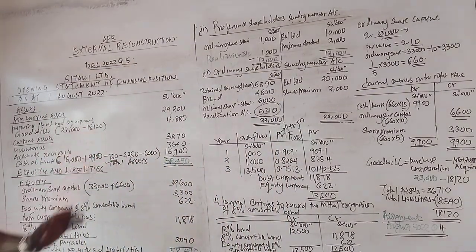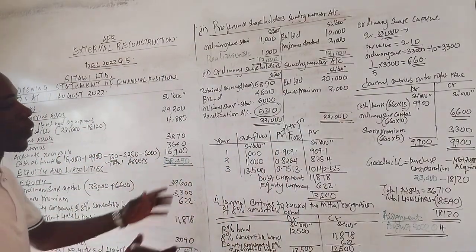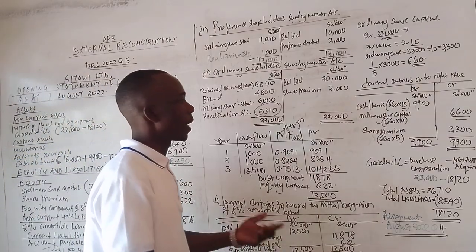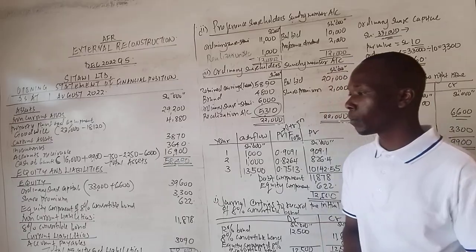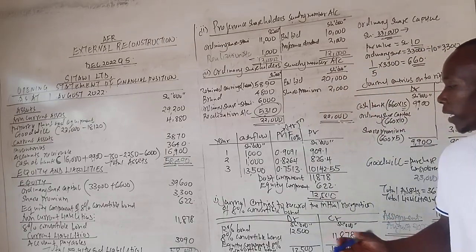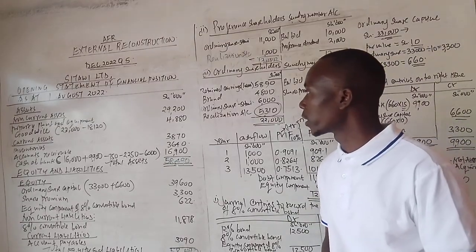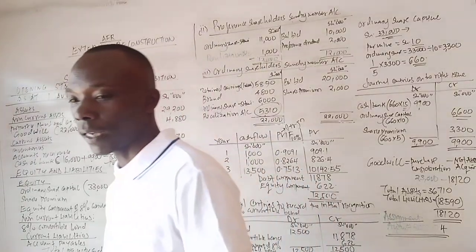It is as easy as you have seen. If you understand all the concepts and you are able to go step by step, it is easier. The question balances itself. Very easy. So that's all about the external reconstruction.